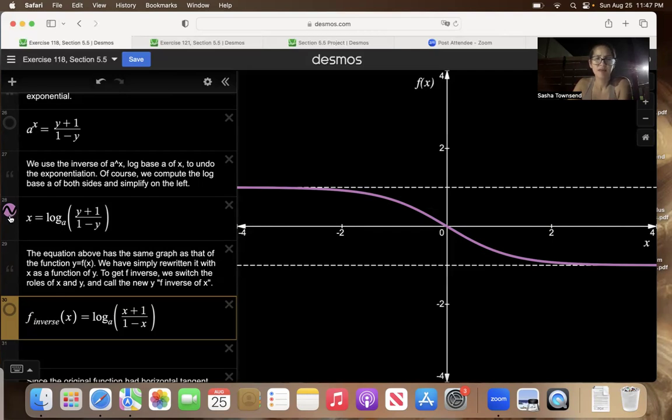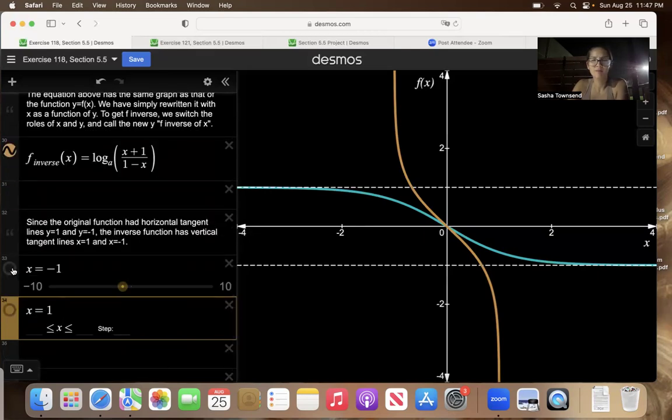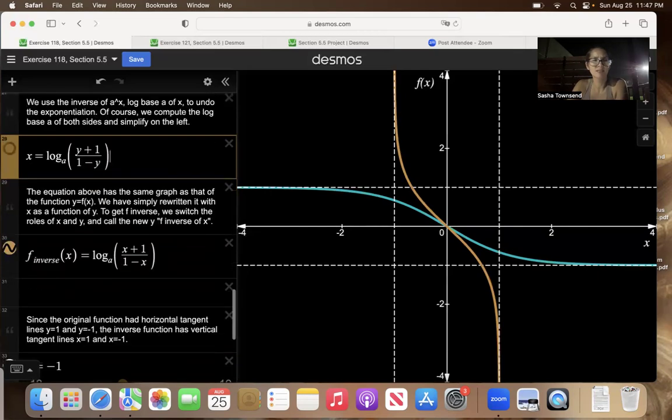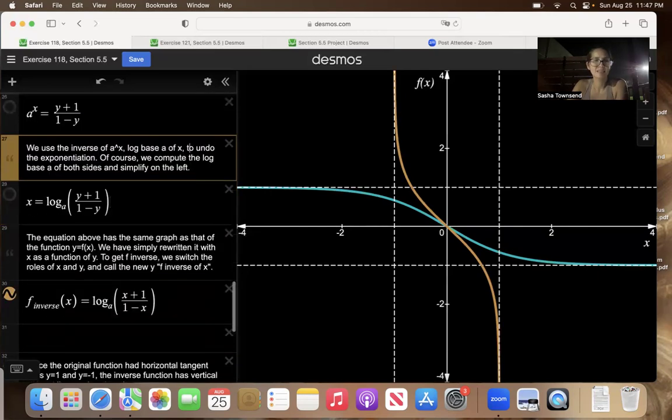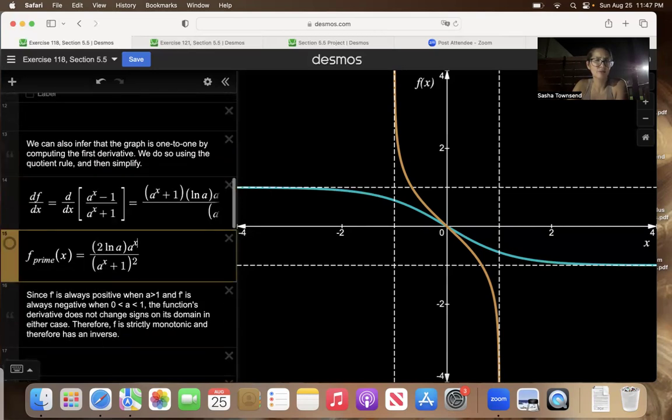So this is x is a function of y. And then this is what happens when I switch the roles of x and y and let y be a function of x, where this y is no longer the original y. Now it's called f inverse. And we see that graph. And if we want to, we can say, since the original graph had horizontal asymptotes, y equals 1 and y equals -1, the new graph has vertical asymptotes, x equals 1 and x equals -1. And it's easier to see if we get rid of the graph of the original function. So let's get rid of that real quick.